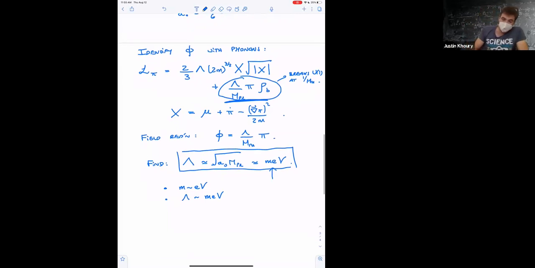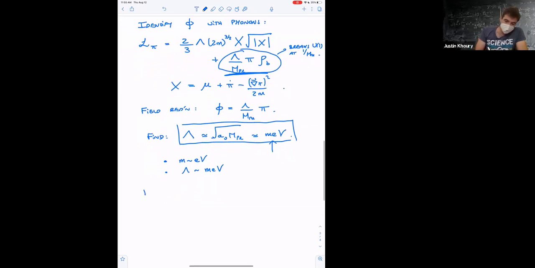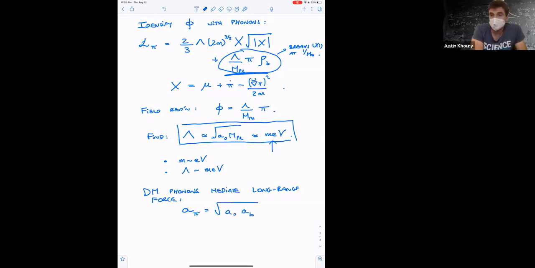So the basic picture then with this Lagrangian is that it is in fact dark matter phonons that mediate a long-range force above and beyond gravity, and that long-range force, given the form of this Lagrangian, will be that geometric mean of A naught and the Newtonian baryonic acceleration.